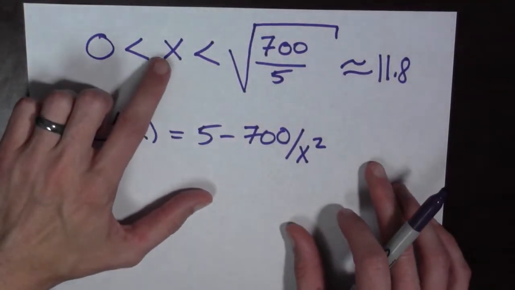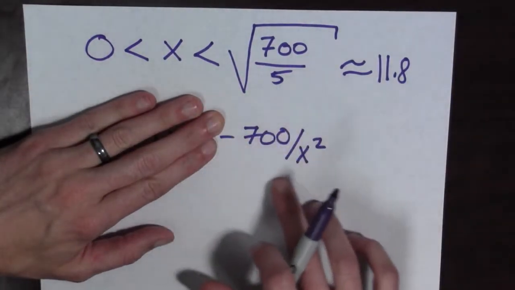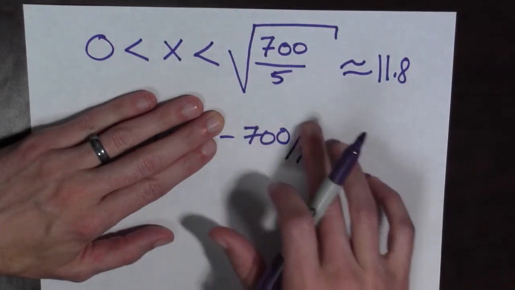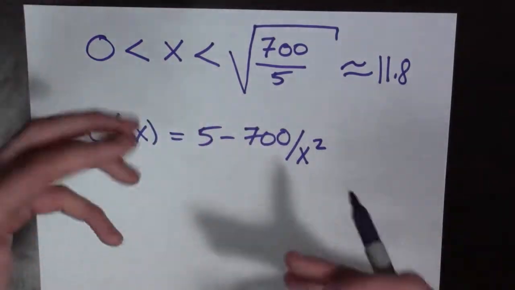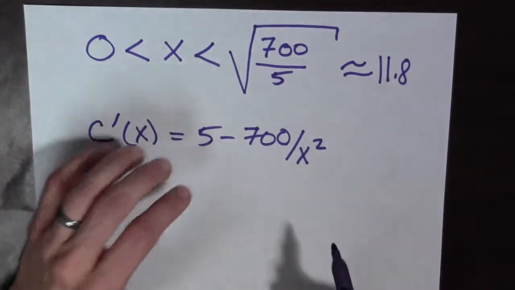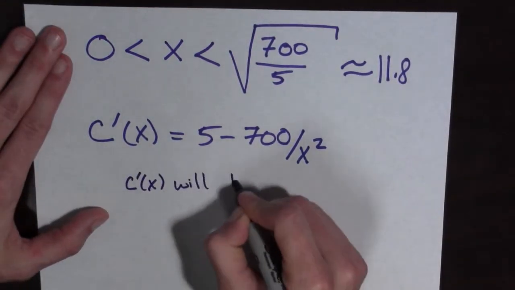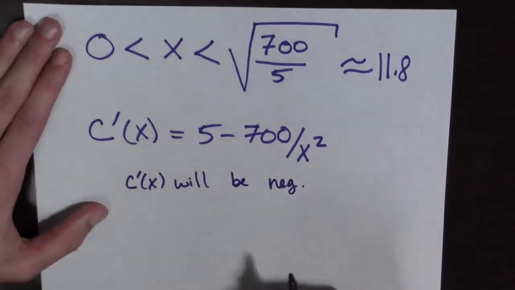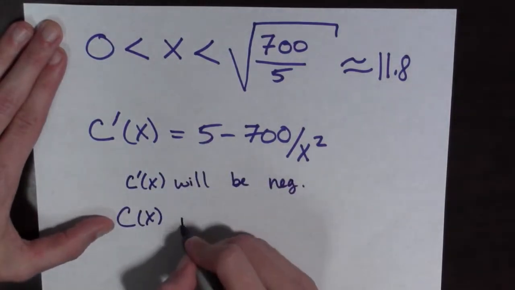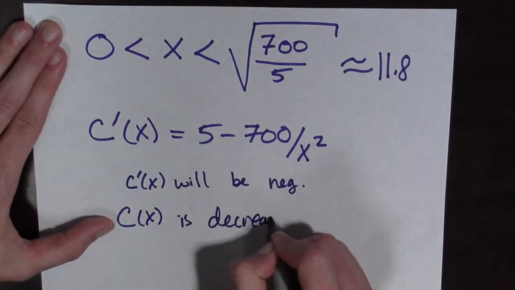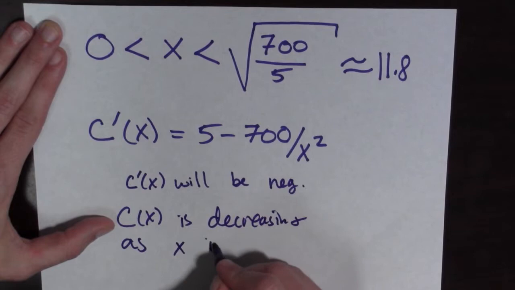So if we plug in a number x that is smaller than this number, then this quantity is going to become more and more negative, meaning we have 5 minus something that's more negative than when we plug in this number. So c prime of x will be negative. And this means that c of x, the cost, is decreasing as x increases.